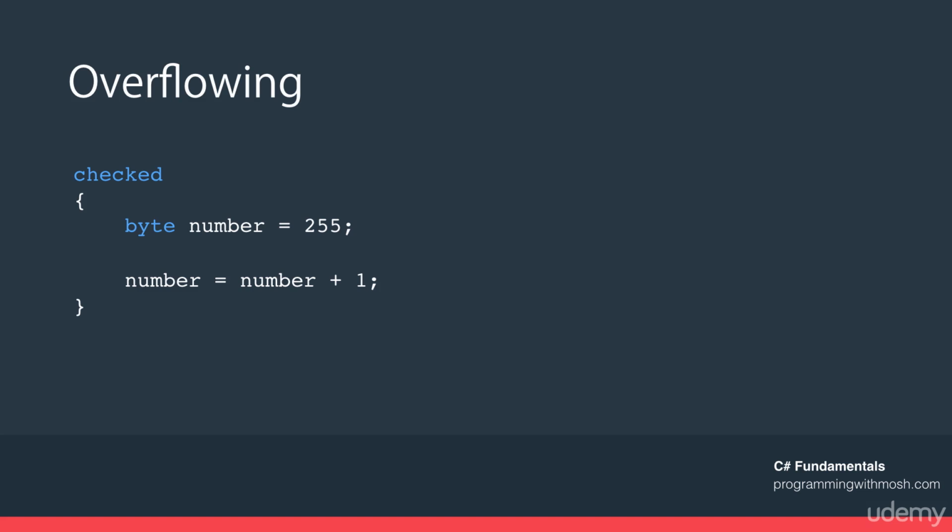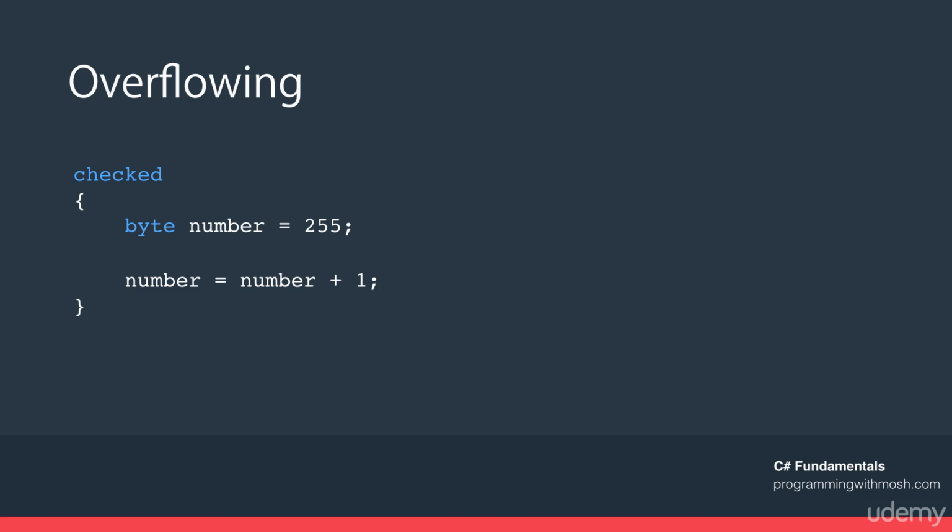With this code, overflow will not happen at runtime. Instead, an exception will be thrown, and the program will crash unless you handle the exception. The topic of exceptions is an advanced topic, and I have covered it in my C# Advanced course. For now, all I want you to know is that if you use the checked keyword, overflow will not happen, and instead, the program will throw an exception.